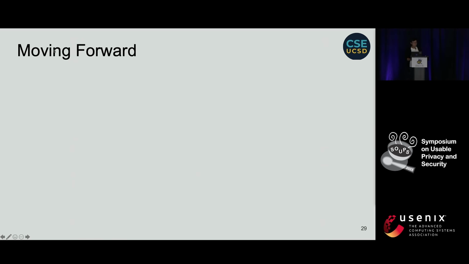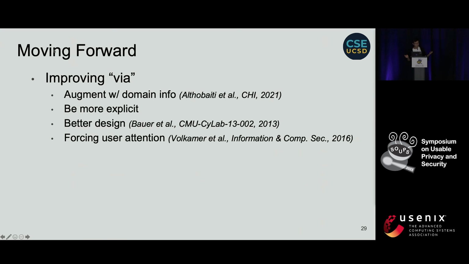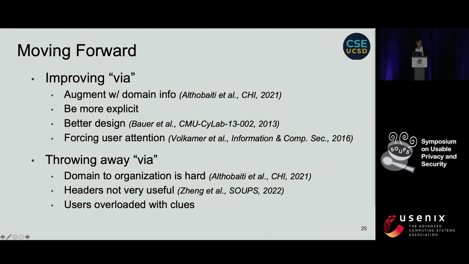Moving forward, we see at least two paths. One path is, if we want to keep VIA around, we can keep improving it. I list a bunch of options here. One option is that we can augment the VIA domain with some domain information, and prior work has done some of those studies, and there's also a bunch of other options that we listed here. Another path forward is just thinking about whether we really need it here. One of the reasons is that Sarah, our previous speaker, had a paper last year talking about how headers are not super useful for phishing detection. So maybe we should rethink whether we want the VIA indicator there in the first place.